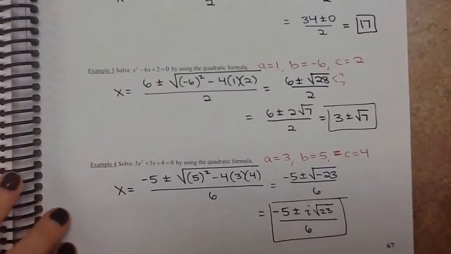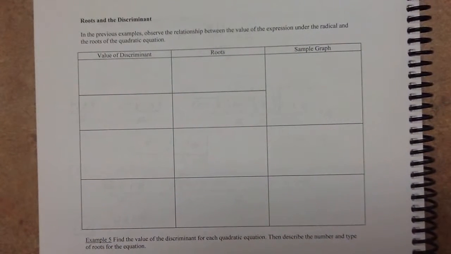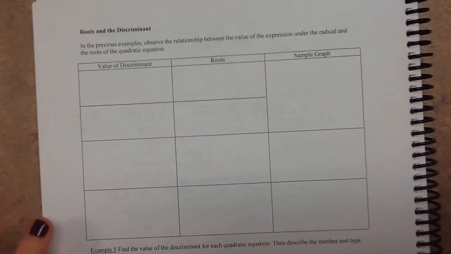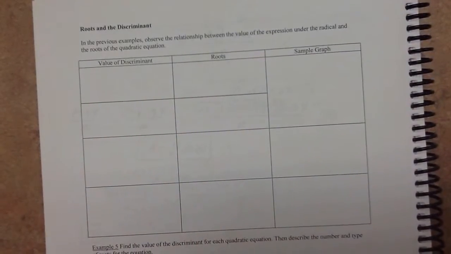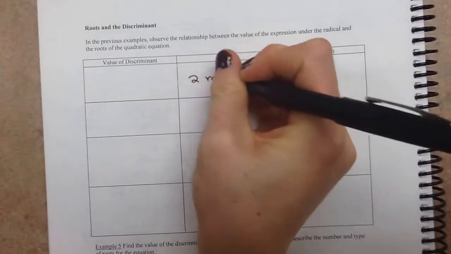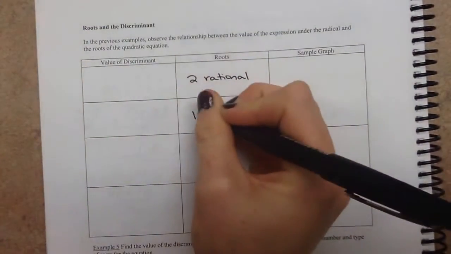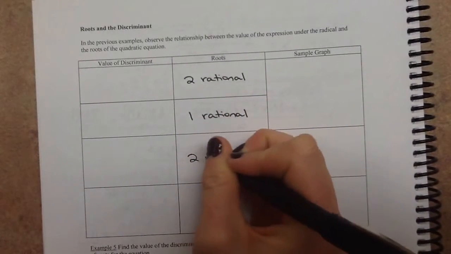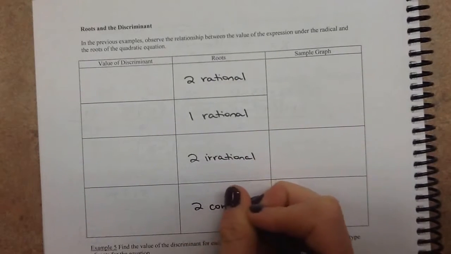So we have 4 different categories that we could end up with, and there's actually a way to find out before you even do the quadratic formula what type of roots you're dealing with and how many you're going to have. Okay, so value of the discriminant. We have 4 different scenarios here, and it's all based on the discriminant. So let me write the categories that we had here. We had 2 rational roots. That was the first example that we saw in the previous video. We had 1 rational root. We had 2 irrational roots. And then finally we had 2 complex roots.